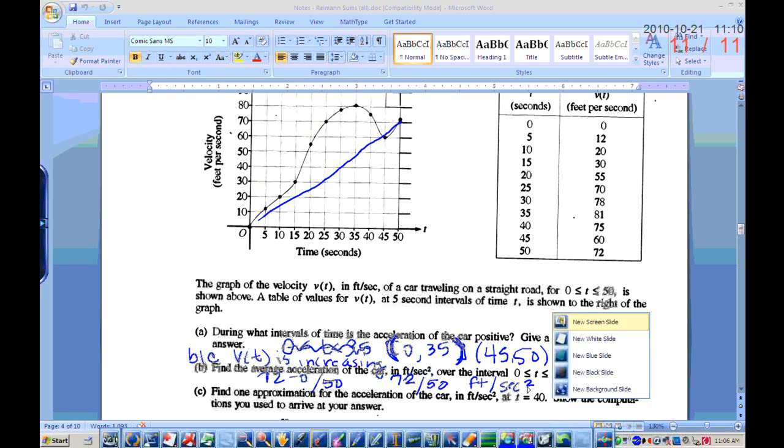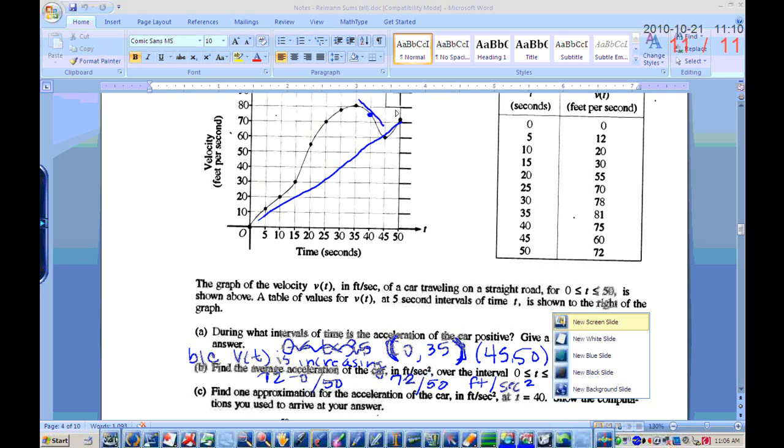Okay, part C. Find one approximation for the acceleration of the car in feet per second squared at t equal 40. So could there be more than one answer here, do you think? Yeah, it just said find one approximation. Okay, what are they actually asking us to do? Approximate what? The slope at t equal 40. Okay, so on the graph, I'm right here. So I'm trying to approximate this slope.